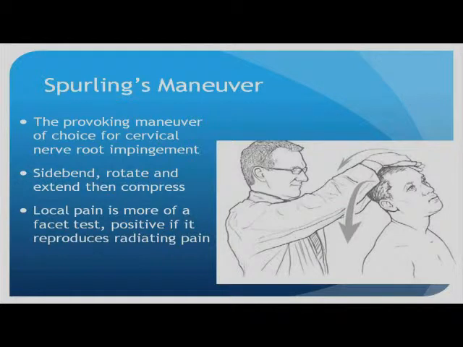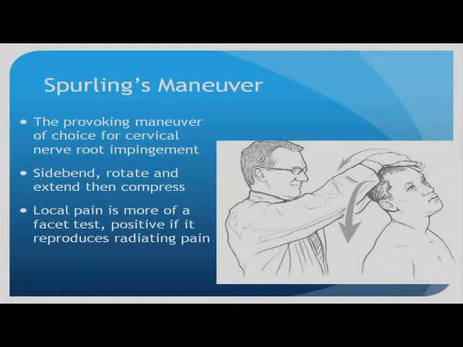The Sperling's maneuver is usually the most effective for reproducing upper extremity pain that's related to cervical nerve root impingement, especially when it's related to arthritic changes and things that are creating lateral stenosis in the foramina. So you want to side bend and rotate the patient to the same side and extend, and then add some axial compression. If you just get local pain, it's going to be more indicative of facet irritation and much more indicative of nerve root problems or radiculopathy if you reproduce the patient's radiating pain.